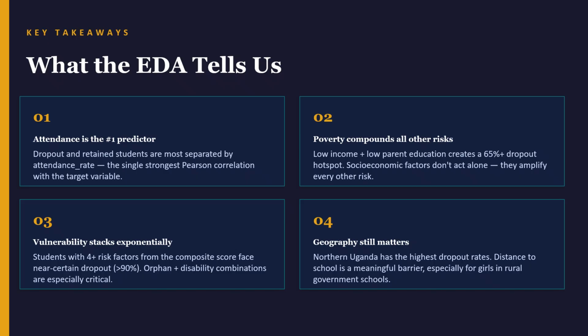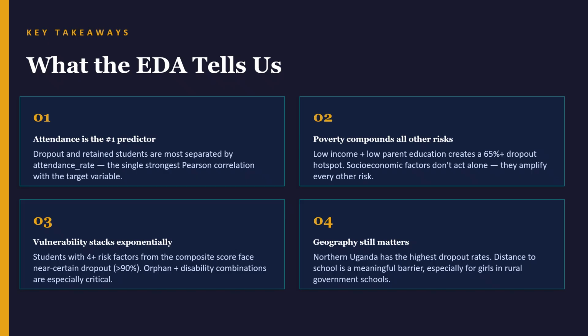The second thing was that poverty compounds all other risks. Low income plus low parent education creates a 65% plus dropout hotspot. And socioeconomic factors don't act alone, they amplify every other risk.